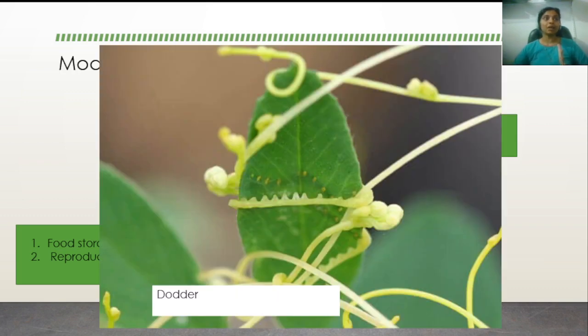Take a look at this plant over here. It has sent its very thin, light green stems around the leaves of a host plant on which it lives, and it has sent its roots into the leaves of the host plant. Why? This is because this plant, otherwise known as the dodder plant, is a parasitic plant.